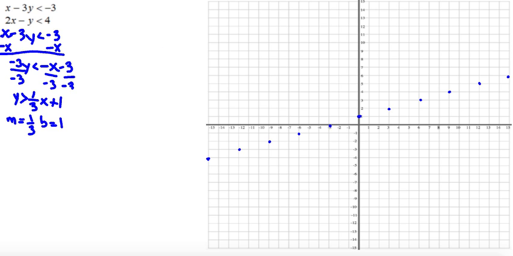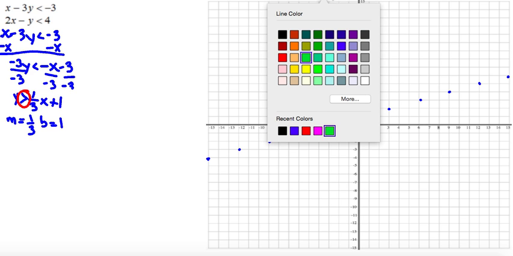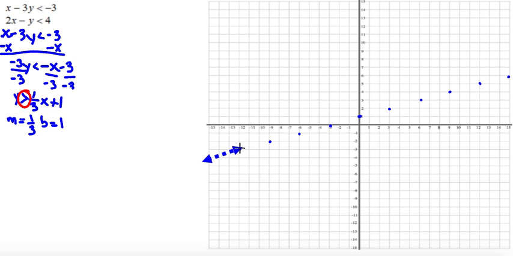Okay, and then since my inequality symbol is greater than, I have a dashed line that I draw. Okay, so now, since this is an inequality, I have to determine which side to shade. Do I shade above the line or below the line? So I'm going to use 0, 0 as my test point.